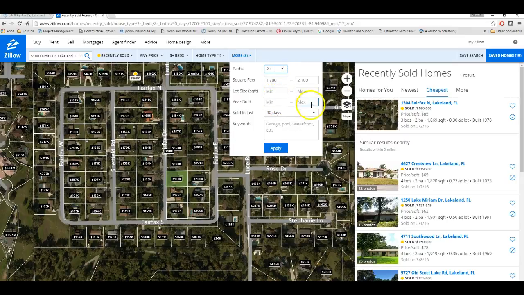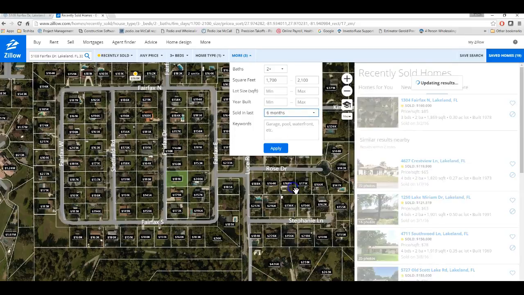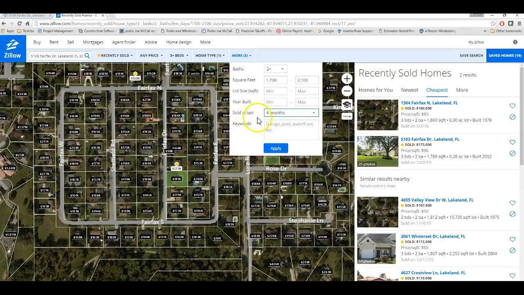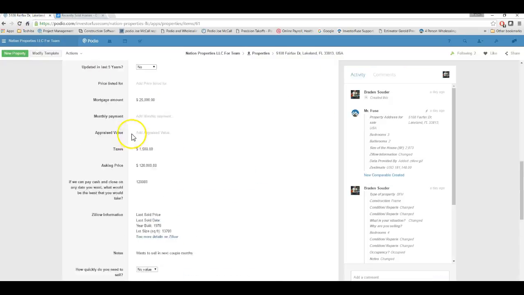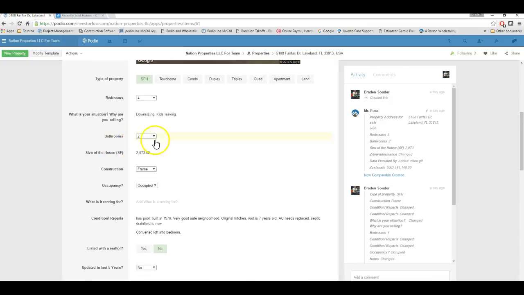You can also sort by year built. We want to look in the last 6 months, okay? And what was the square footage? I think it was almost 2,100. I have it here. Okay.